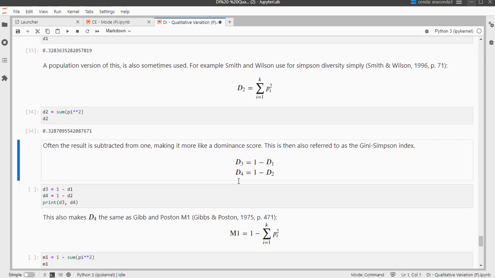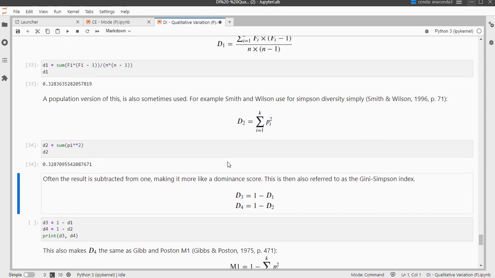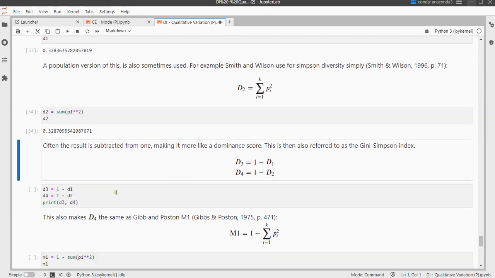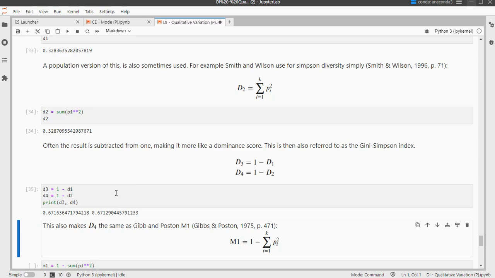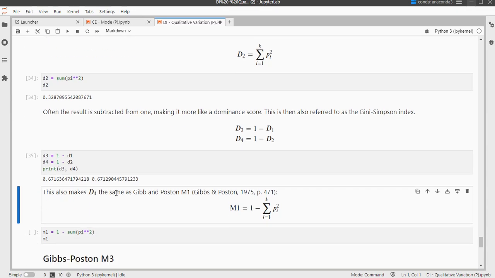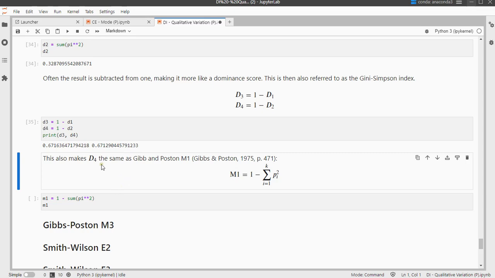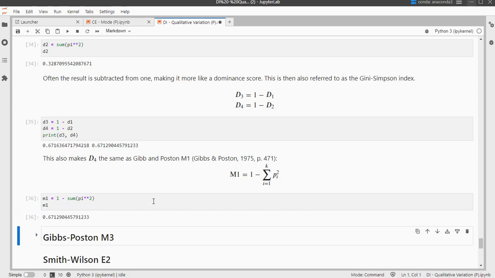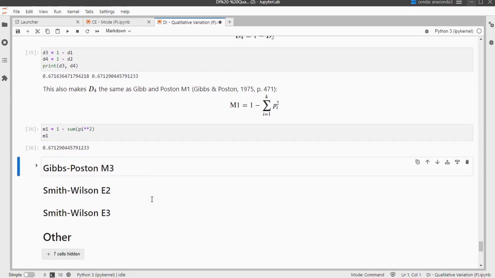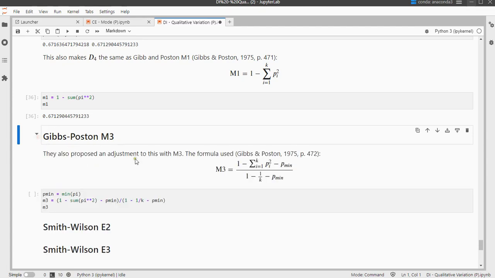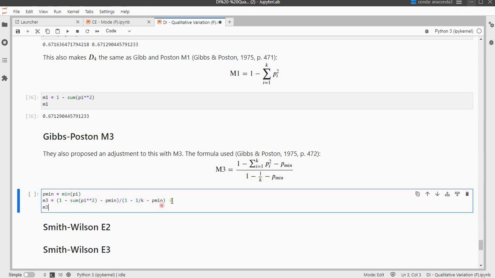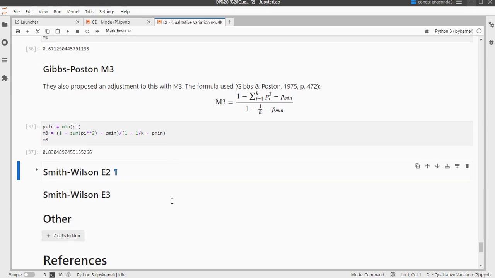And sometimes instead of doing it as a diversity, they see it more as a dominance score, and then you do 1 minus each of these. So that gives a slightly different result. It's actually just the opposite then. Then D4 is actually the same as Gibbs Poston M1, so we can see these two now being the same. Gibbs Poston M3, however, is slightly different, taking these squared proportions, subtract the minimum, and here we also have everything we need, the K and the P minus, so we can simply run the formula immediately.